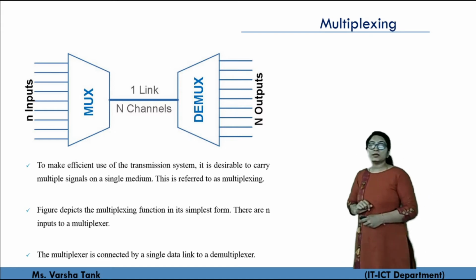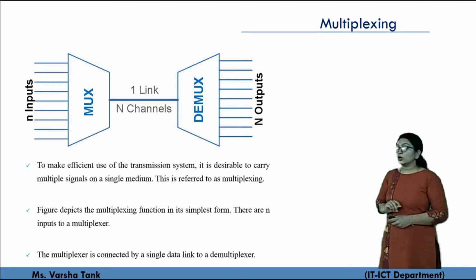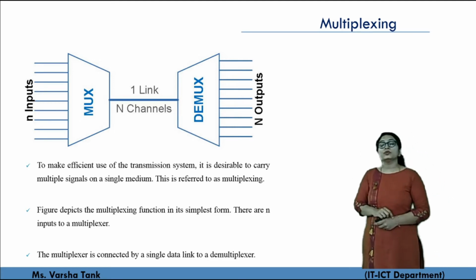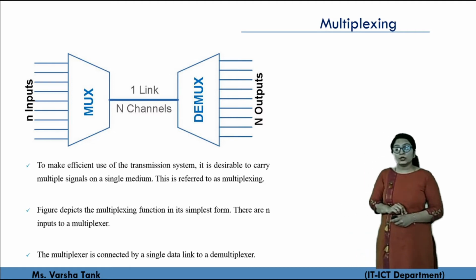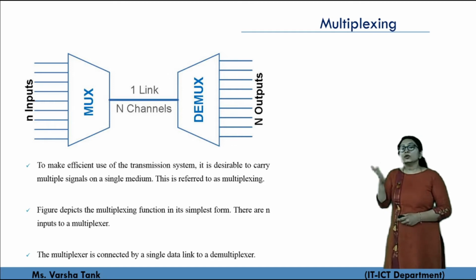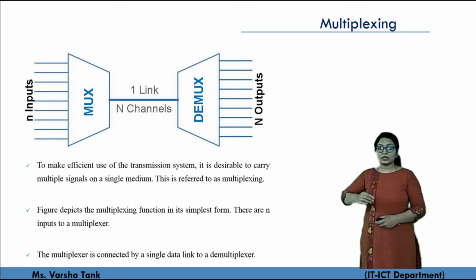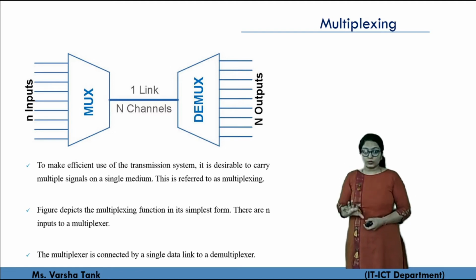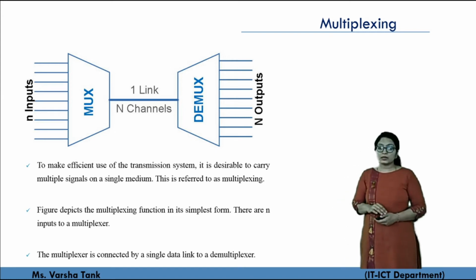Next, the figure depicts the multiplexing function in its simplest form. There are n inputs and n outputs. So there are n inputs to the multiplexer and n outputs from the demultiplexer. The demultiplexer should be used at the receiver side to recover the signal. Whenever you are transmitting the signal, you are encoding it, so at the receiver side it should be decoded. So you have to use the demultiplexer at the receiver side.